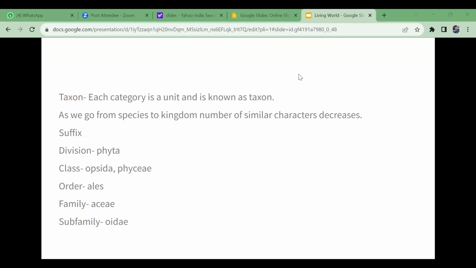Ma'am, these are only for plants, right? Yeah, this is only for plants. Okay, Akshar is saying that the question was about the binomial system, not binomial nomenclature. Okay, the binomial system is not Carolus Linnaeus.